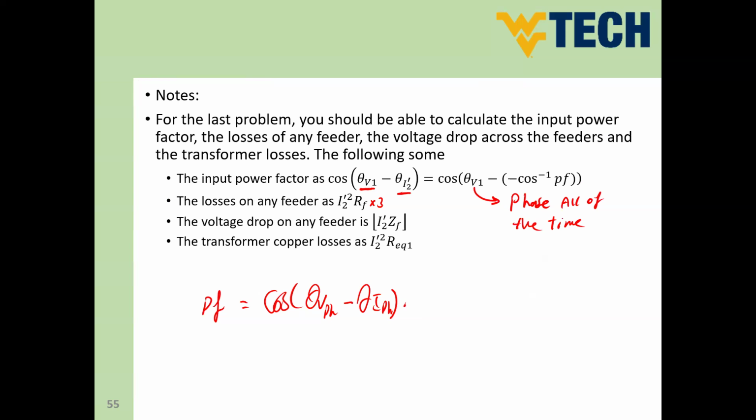The transformer copper loss, you know that in transformer, guys, we have copper and core losses. Okay, so the transformer copper loss can be calculated as I squared times R. So you have the R equivalent referred to the primary side, and you have I2 prime. So we can say, again, this is for per phase value. So I can say P copper of the transformer equals 3 times I2 prime square times R equivalent 1. So this would provide the copper loss of the three-phase transformer.